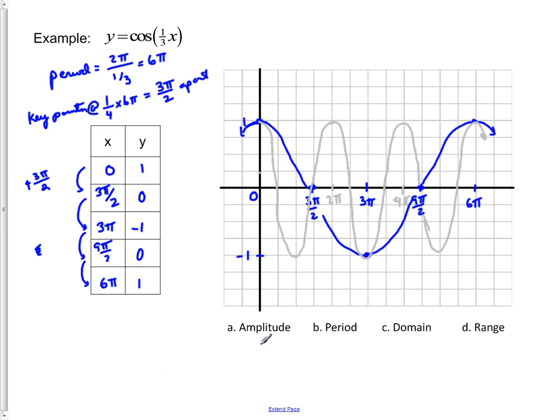Our amplitude, however, is still equal to +1. Our period, in this case, is equal to 6 pi. The domain is all real numbers, as it was before, and the range is going to be the set of values from -1 to +1. Okay, more to come.